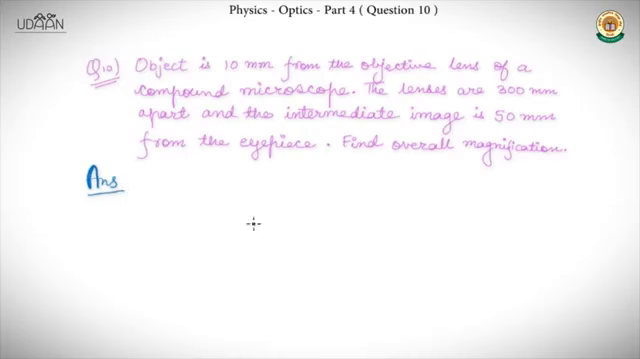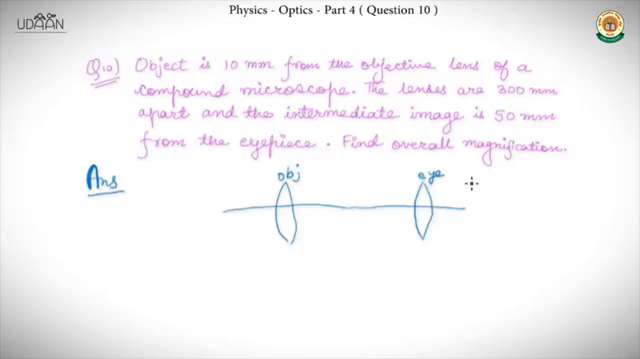See, in a compound microscope, there are two lenses. This one is the objective. This one is the eyepiece. In a compound microscope, the object or the slide which we are viewing is always kept nearer to the objective lens and is at the focus of the objective lens. Suppose this is the focus F1 of the objective, and this is the object. As in the question it is given that the object is 10 mm from the objective lens, we could directly conclude that f of objective is equal to 10 mm.